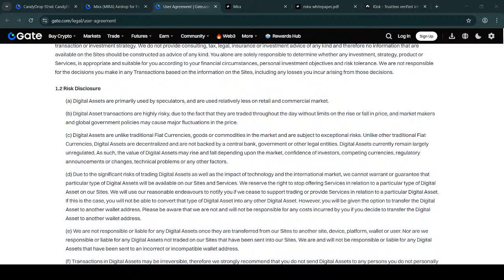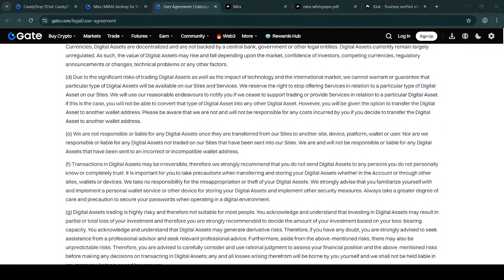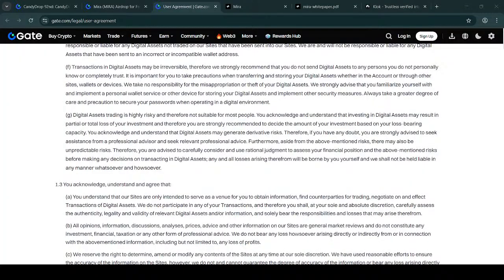So digital asset trading is highly risky and is therefore not suitable for most people. You acknowledge and understand that investing in a digital asset may result in a total loss of your investment. Therefore, you are strongly recommended to decide the amount of your investment based on your loss tolerance and capacity. You acknowledge and understand that digital assets may fluctuate greatly.